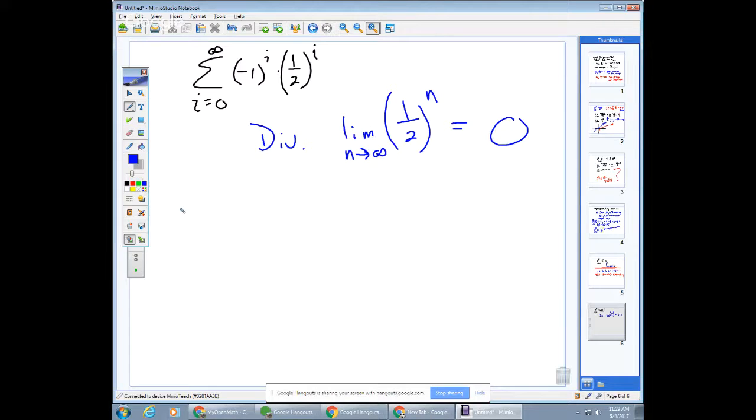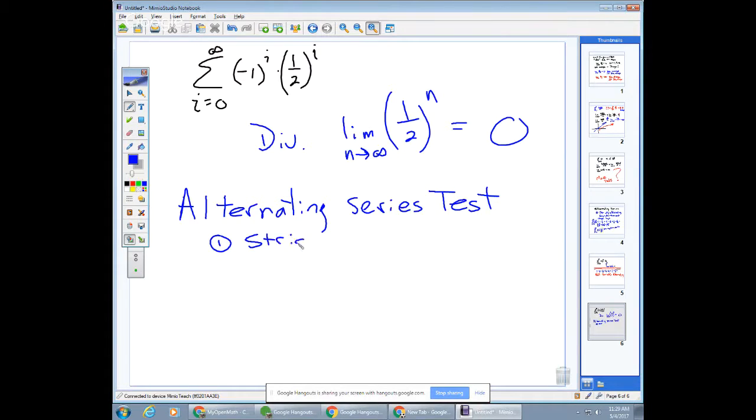Okay, so just a note, there's a thing called the alternating series test. So 1, if it does strictly alternate, and 2, if the limit as n increases of those b_n's, those positive terms, if those guys go to 0, then we have convergence.